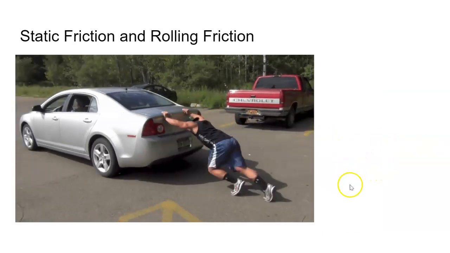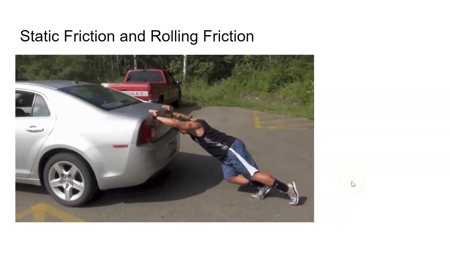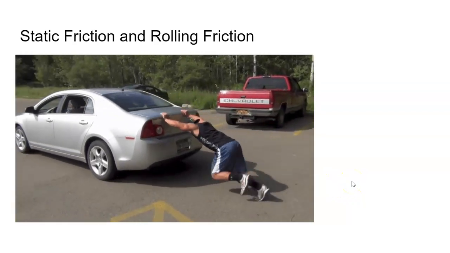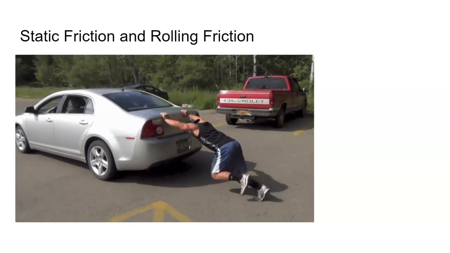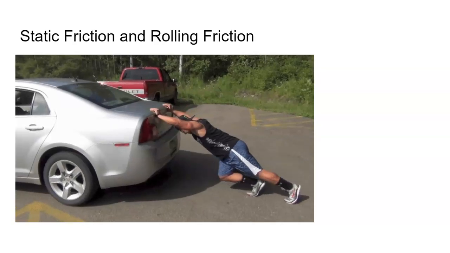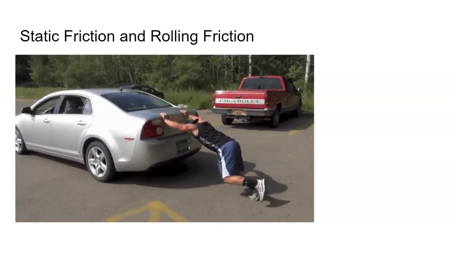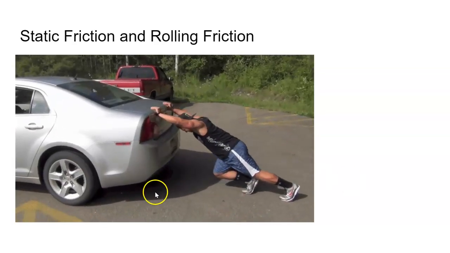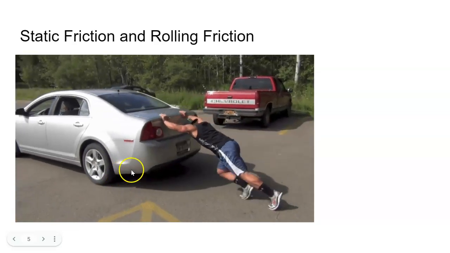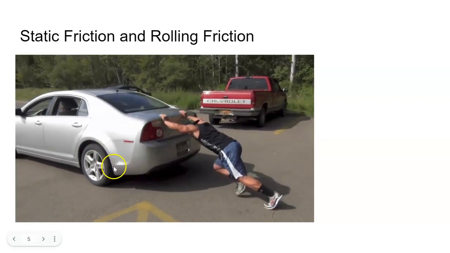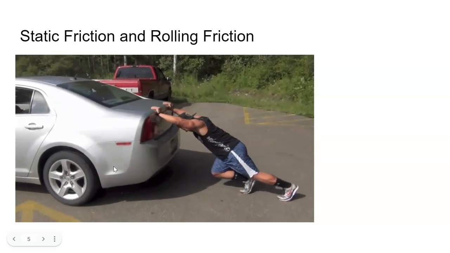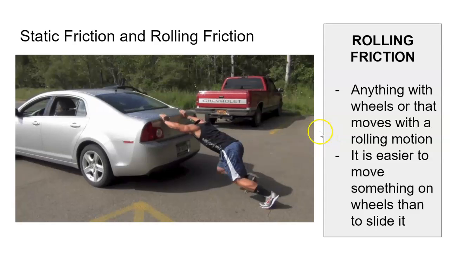We can see another example here of static friction and rolling friction. Same idea. This person's starting to push on the car, and as they start to push, they have to apply more force to get it going, to beat static friction, than they do once they have the car in motion. We notice this gentleman's able to push the car only because it's on wheels. He would have a much more difficult time if this car had no wheels and all the metal was scraping along the sidewalk, the pavement.